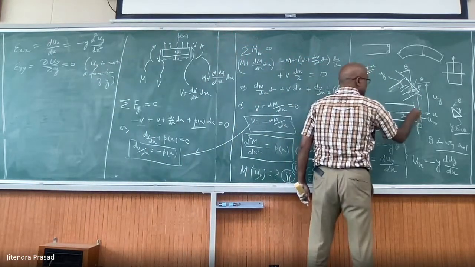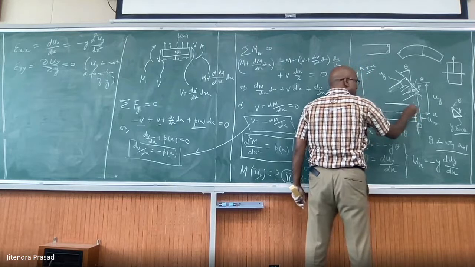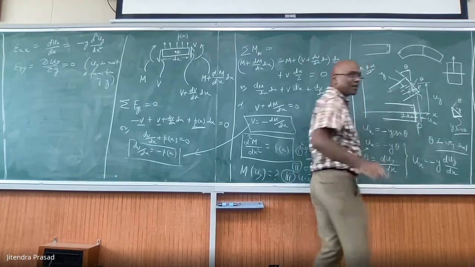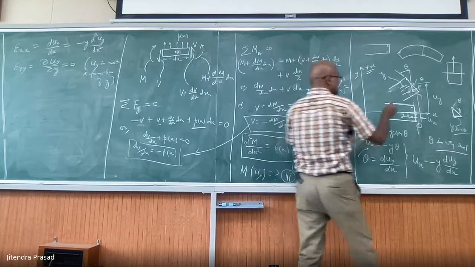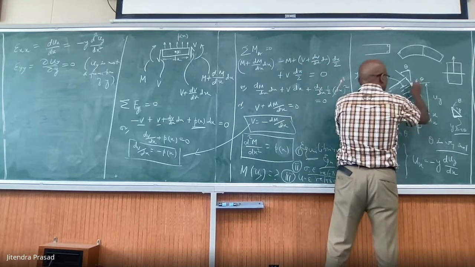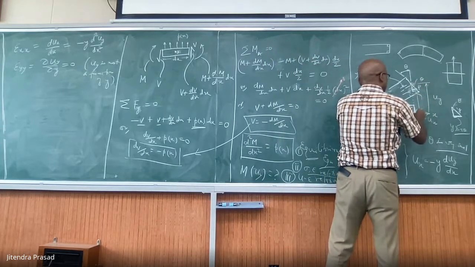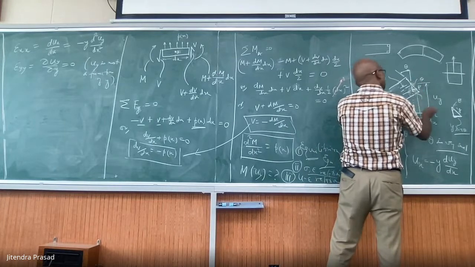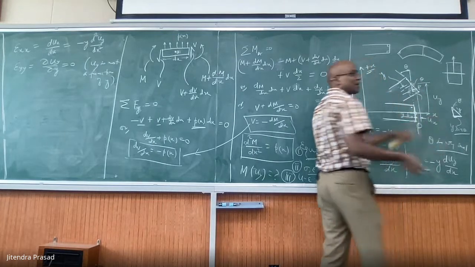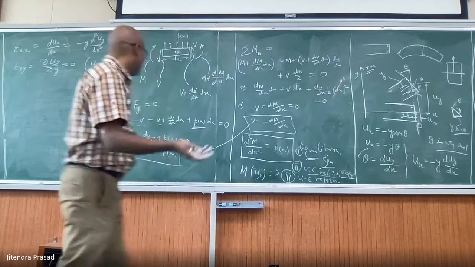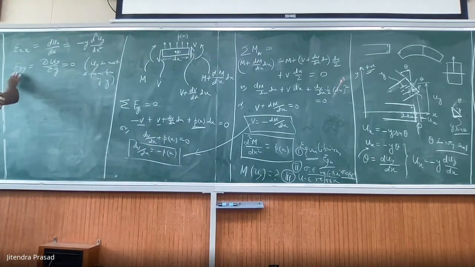y is how much a point is above this line, right? And since uy is how much the mid plane has moved, it has nothing to do with y, and hence it is not a function of that, and hence you get epsilon y equal to 0. So basically in a beam you get epsilon y equal to 0.